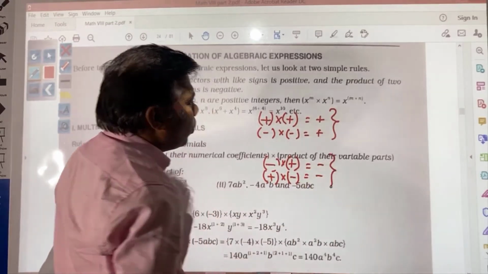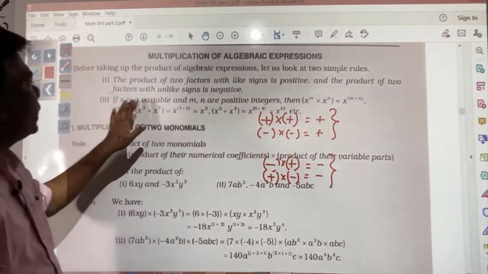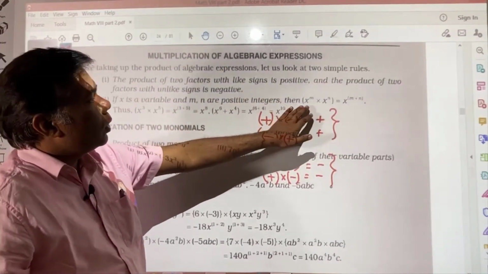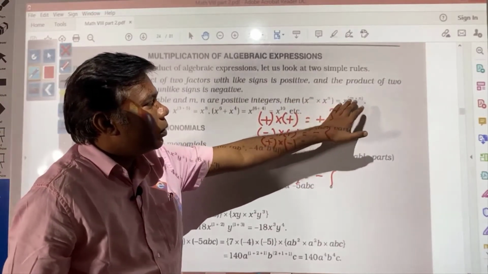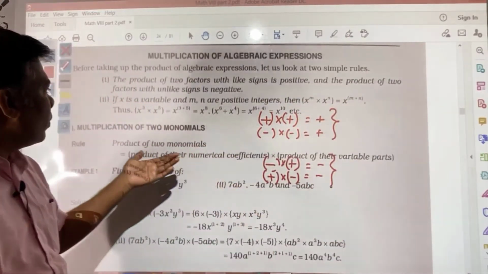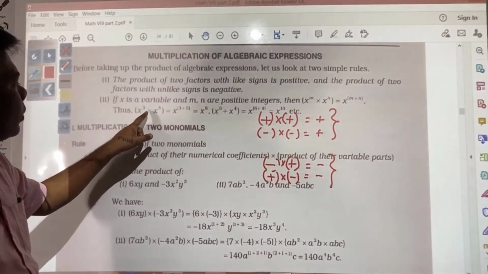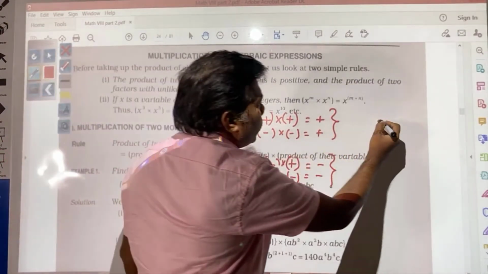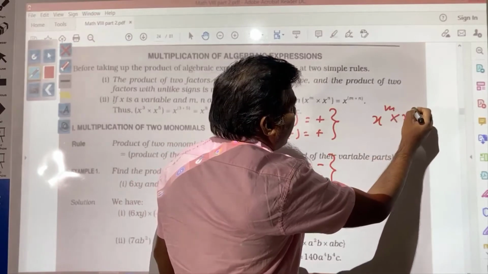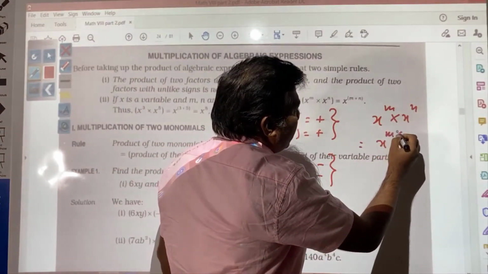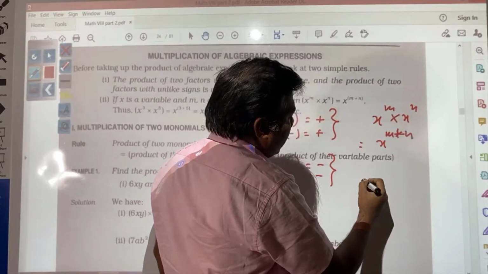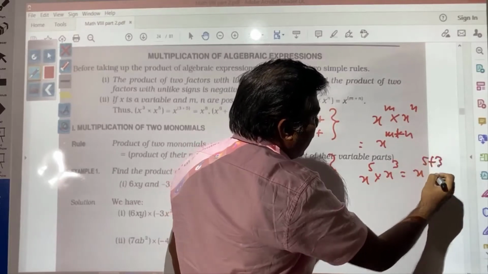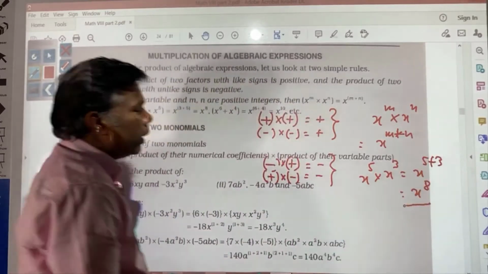That already you know. If x is a variable and m, n are positive integers, then x to the power m into x to the power n is equal to x to the power m plus n. That also you know, in exponents you have learned. For example, x to the power 3 into x to the power 5 is equal to x to the power 3 plus 5. Suppose you have x to the power 5 into x to the power 3, it will be x to the power 5 plus 3, and this will be x to the power 8.